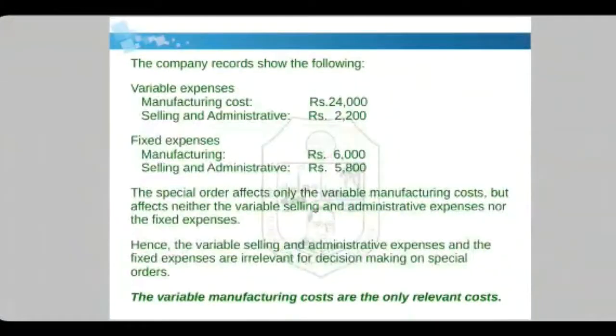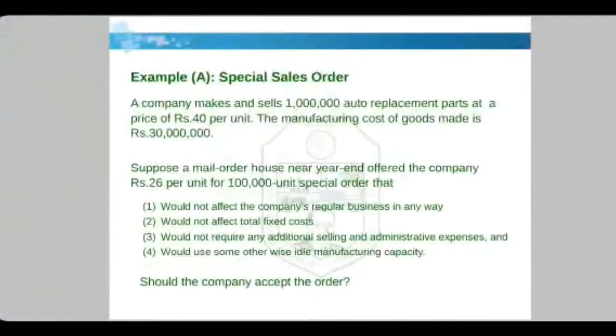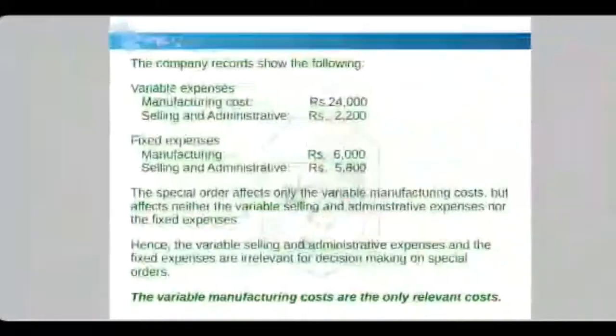Now there are four conditions shown here, right? It would not affect the company's regular business. It would not affect total fixed cost. There are no additional selling and administrative expenses, and it would use some otherwise idle manufacturing capacity. Now we will talk about it.